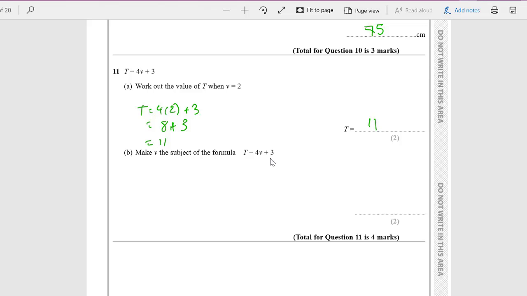Make v the subject of the formula. So we want to essentially have something that looks like this, v equals. So to do that, let's first take this 3 to the other side, becomes a negative. So we get t minus 3 equals 4v. And then we've got this 4 here, and what we can do is divide by 4. So t minus 3 over 4 equals v. So v equals t minus 3 over 4.